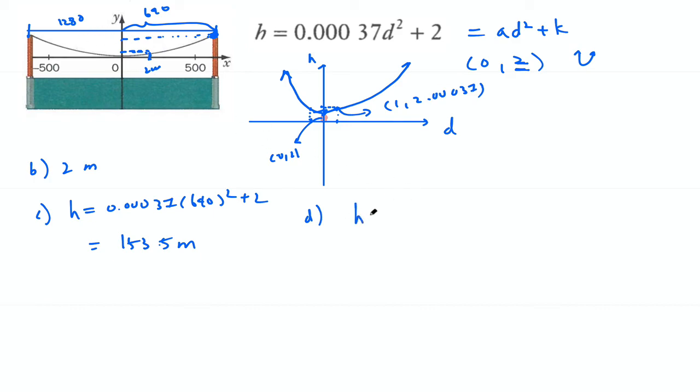So then we get h is equal to 0.00037 times 200 squared plus 2, and you get approximately 16.8 meters tall.